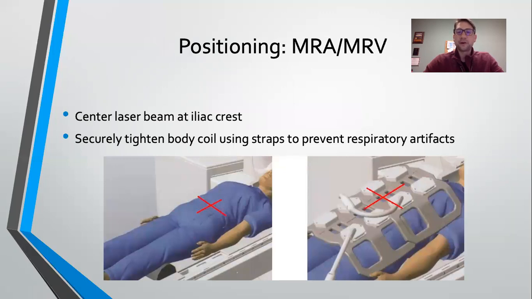So positioning for MRA, MRV, it's going to be an abdomen coil combined with a pelvic coil here, so that we can see that entire blood vessel branching down into the iliac arteries.